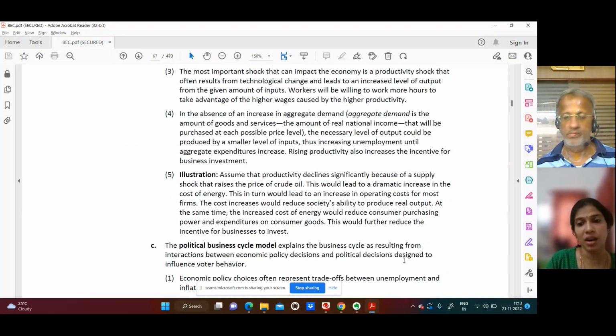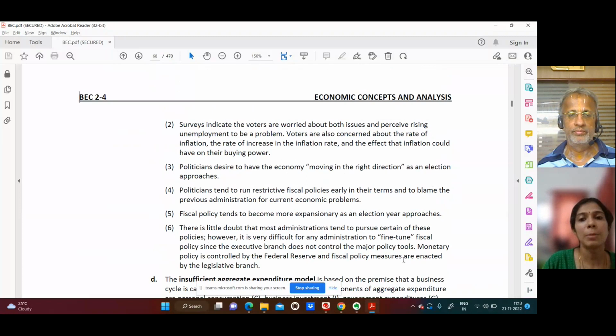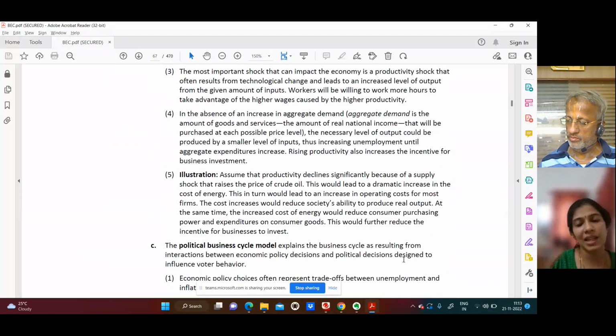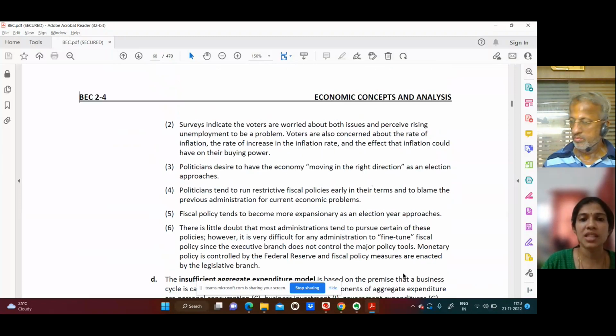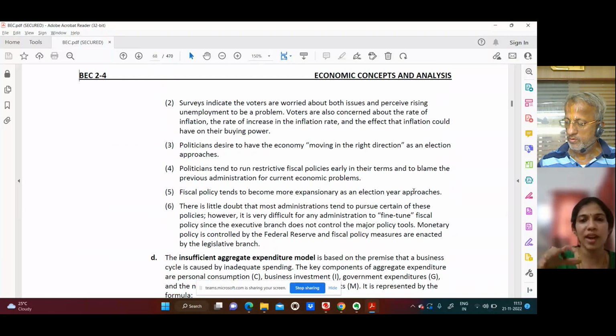So this model assumes that the business cycle is a result of a combination or interaction between the economic policy decisions and political decisions of a government. So obviously it's going to be a trade-off, a difficult decision, a difficult standoff. But that creates the expansion or fall in the economy. Because of these decisions or interactions, your economy goes through different phases.